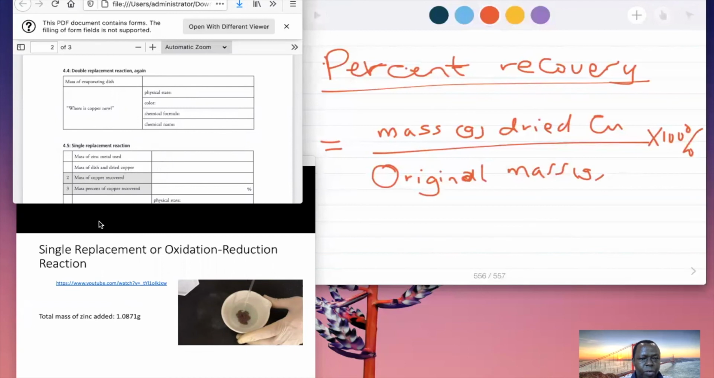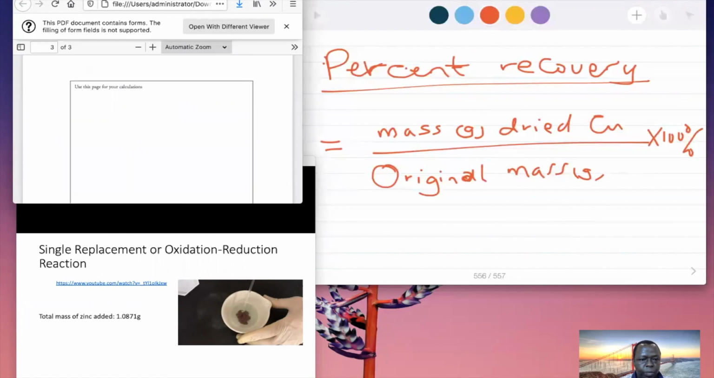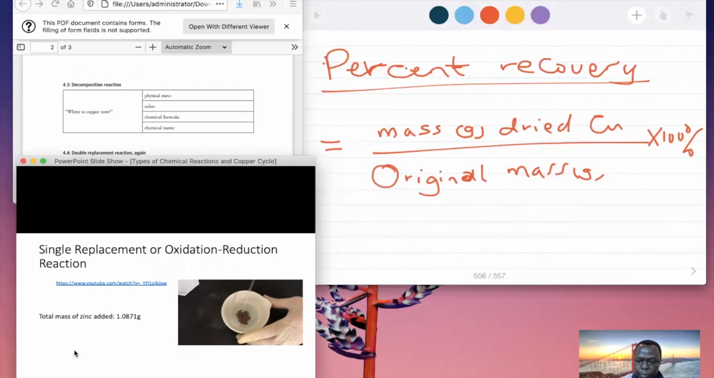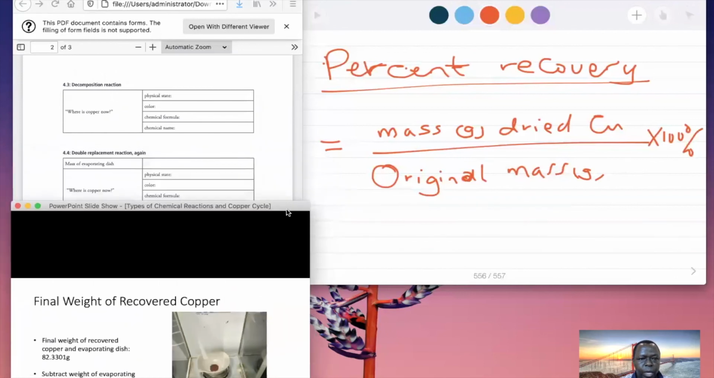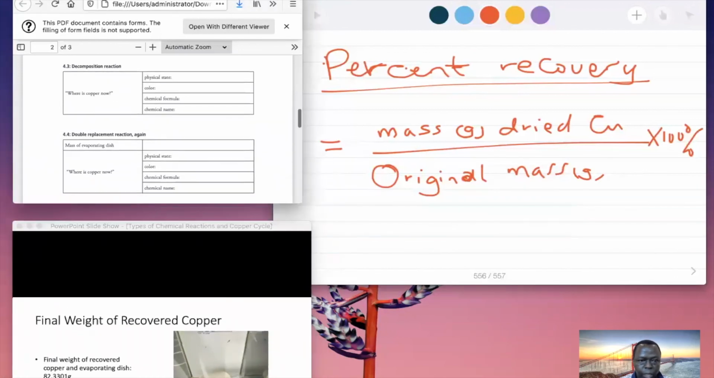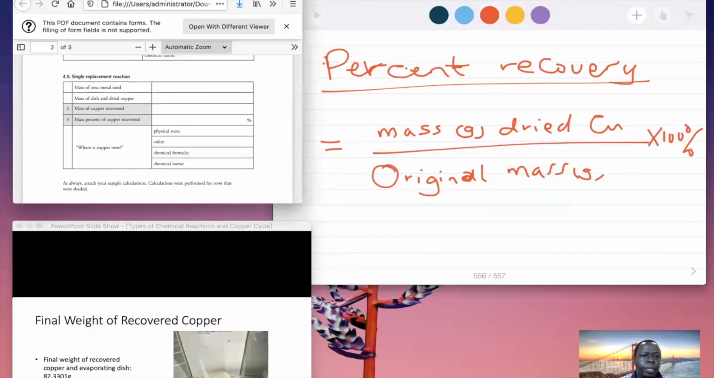Let's see, after drying, all right, this is the mass of, not there, but below here, these are the information you need to fill in, the last column right here. I mean, 4.5 single replacement. This is the final weight of the recovered copper and evaporating dish. Mass of dish and dried copper is given here. It's going to be on this line. Mass of the zinc used is what I showed you earlier on.